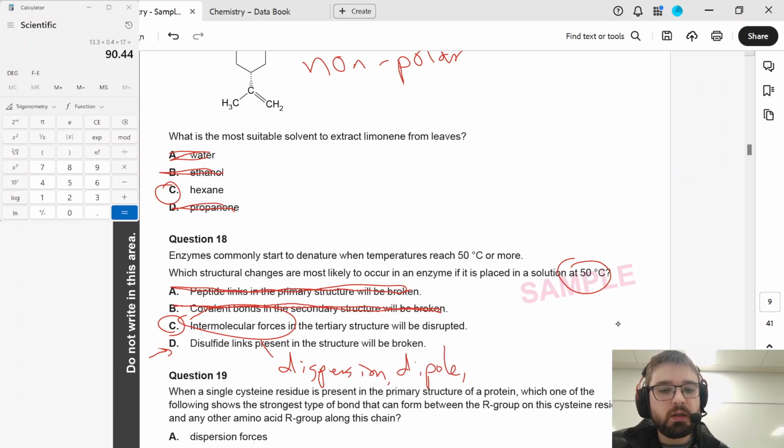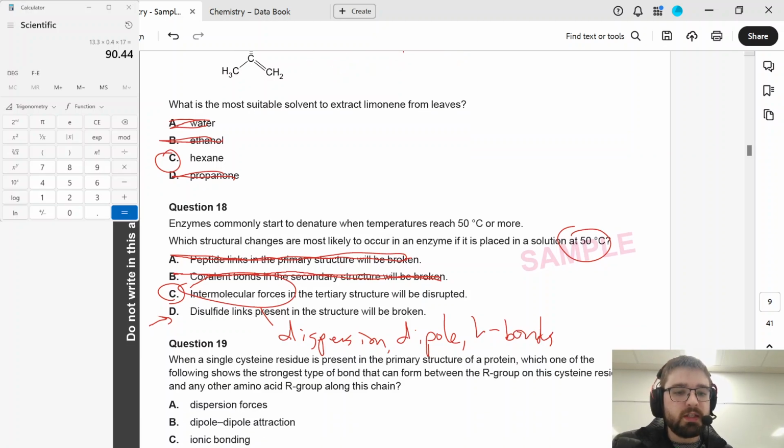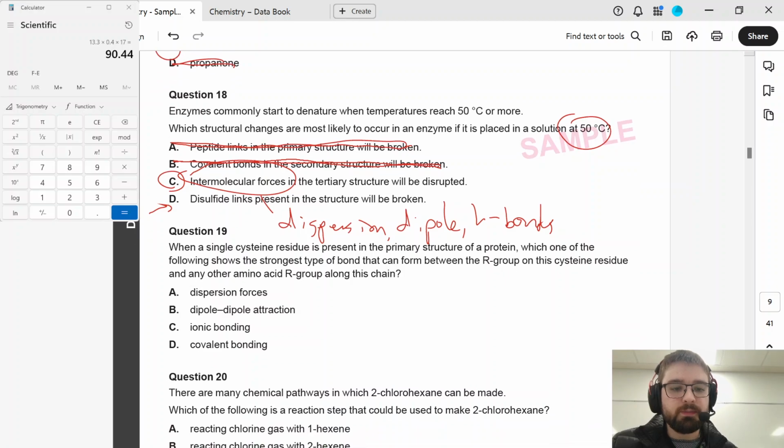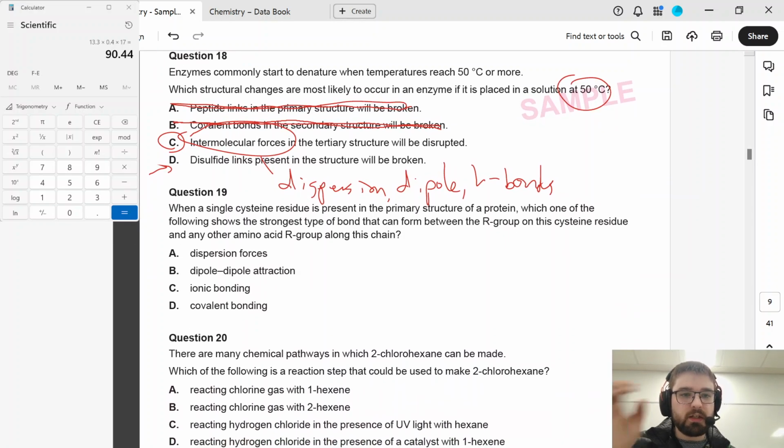When a single cysteine residue is present in the primary structure of a protein, okay, I wondered why they were leaving amino acids in the data book. Now, when we see cysteine, you should be able to recognize that and just be like, bang, that is the disulfide bond amino acid. It's present in the primary structure of a protein. Which one of the following shows the strongest type of bond that can form between the R group on this cysteine residue and any other amino acid R group along this chain?